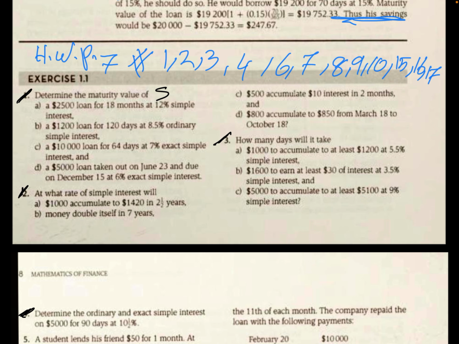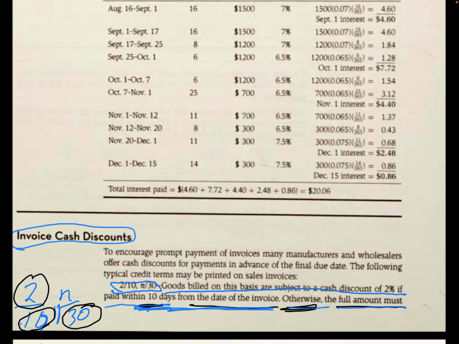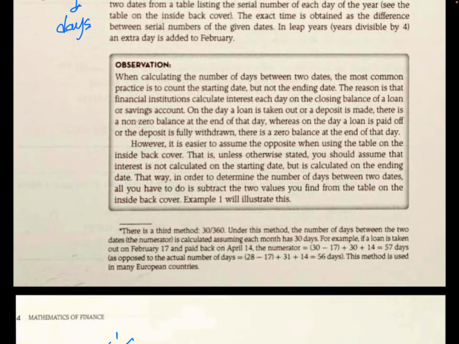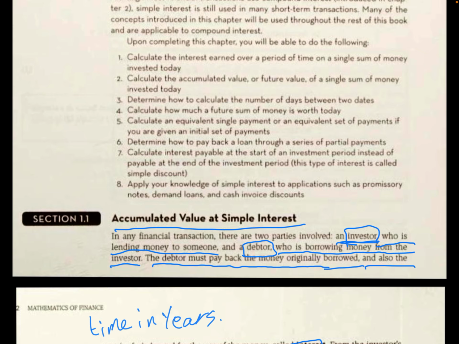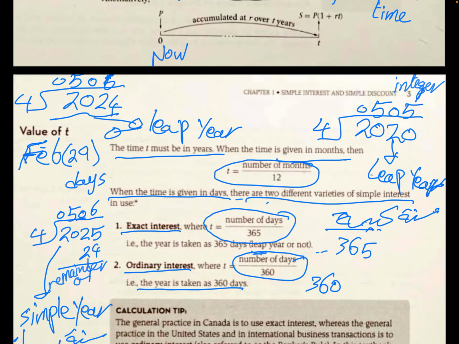Today, in our second video, we will talk about the questions that we will solve about section 1.1, which is accumulated value at simple interest.